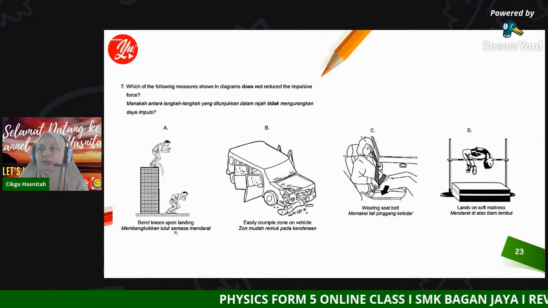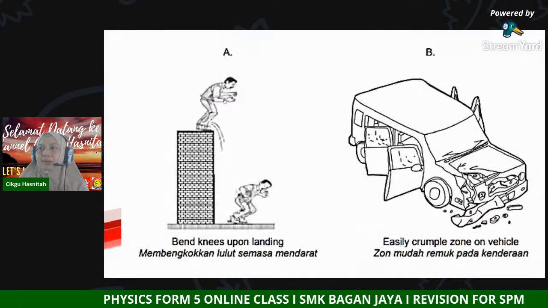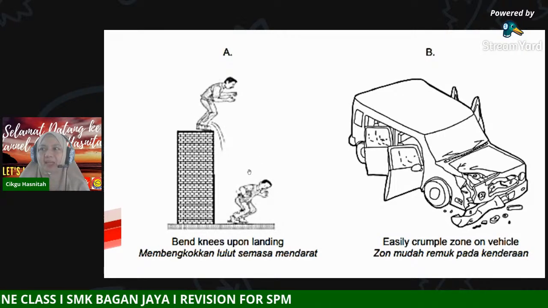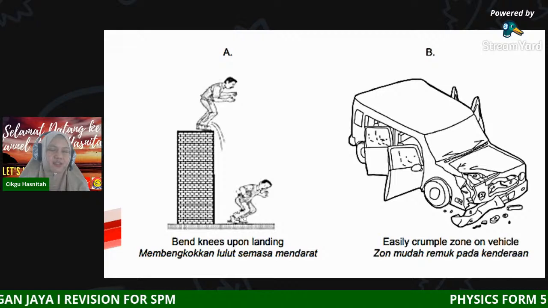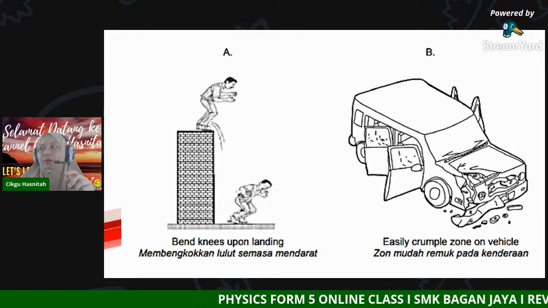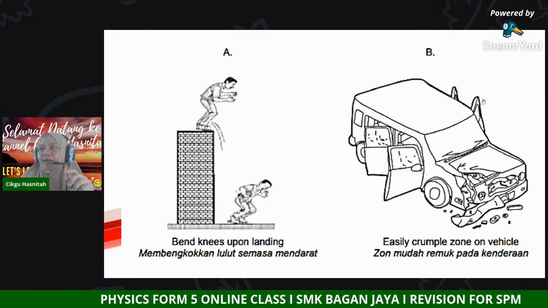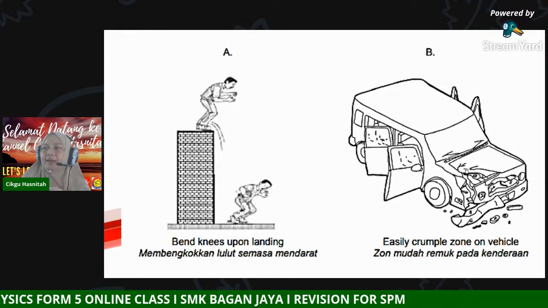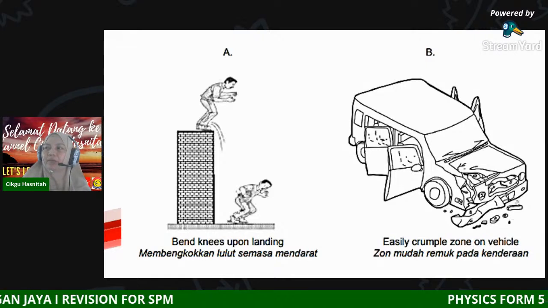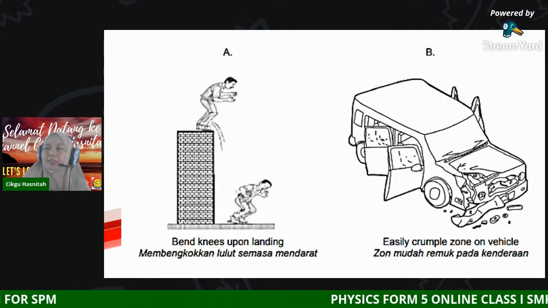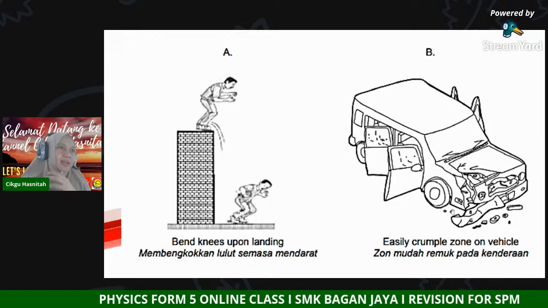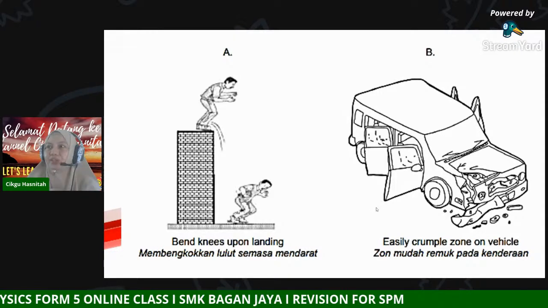Look at the first answer. This boy is jumping from a fence and while landing, he bends his knees. Will this action reduce the impulsive force? Yes or no? And then B, this car is made with an easily crumpled zone. The front part is designed to be easily crumpled during accidents or collisions.